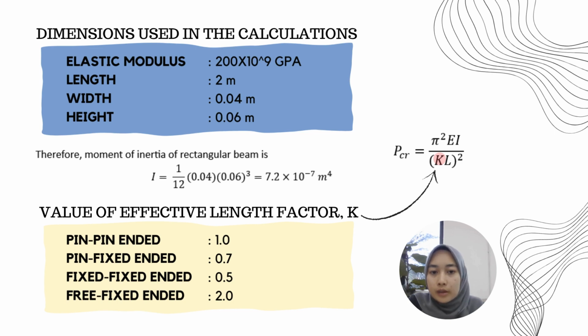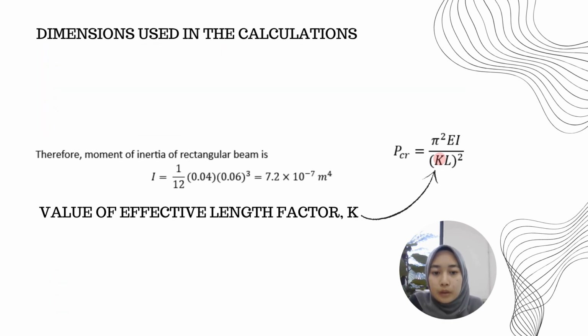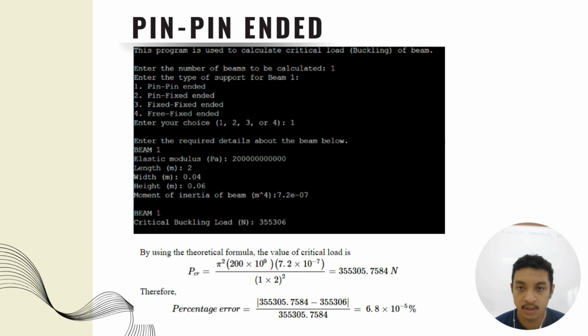The value of constant K is different for each type of pin support. The value of K for pin ended is 1, for pin fixed ended is 0.7, for fixed ended 0.5, and lastly for free fixed ended 2.0. So after we run the program, we got our desired output.